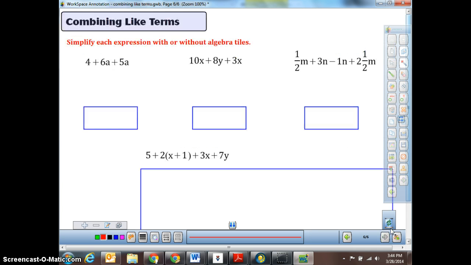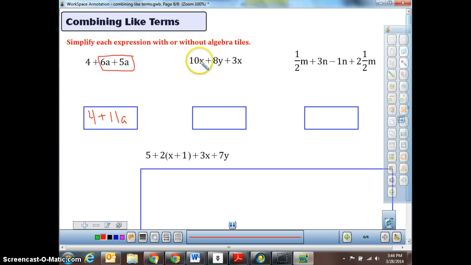Here, now they don't want us to use algebra tiles. Let's see if we can do it without drawing it out. So the first thing I need to do is recognize, do I have any like terms? I have a constant and a term and a term. Both of these terms have a to the first power in it. That means they are like terms and I can combine them. This is going to stay as is because there's nothing to combine it with. So I have 4, and then when I combine 6 a's and 5 a's, I have a total of 11 a's.